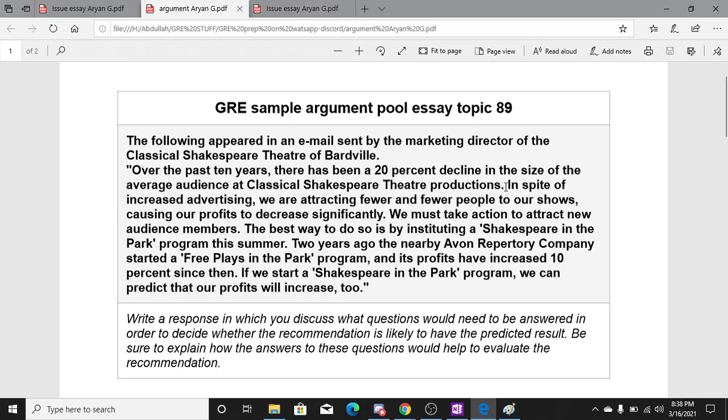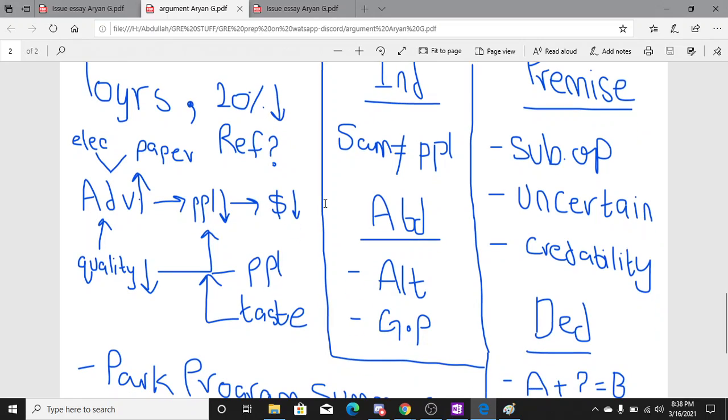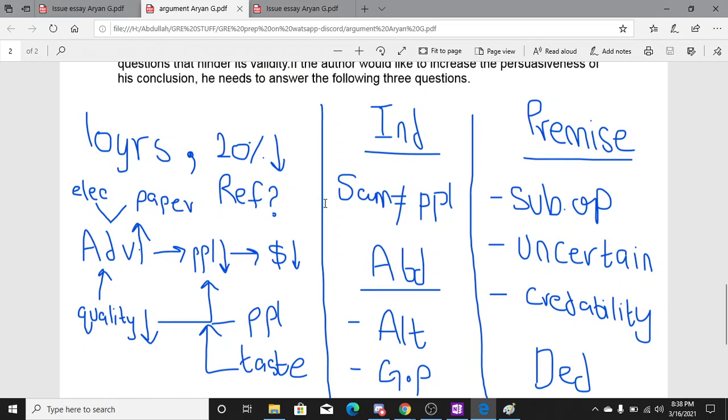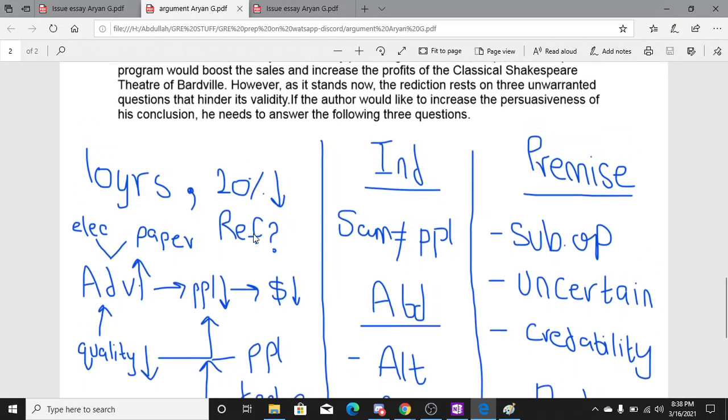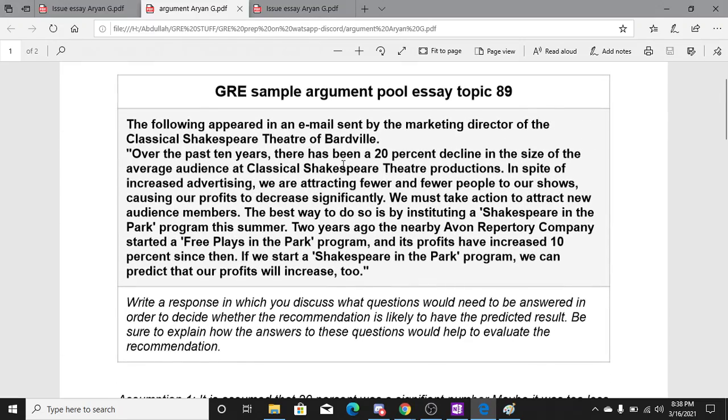First of all, really? Over the past 10 years. If something has been happening for the past 10 years, does it guarantee that it will still continue now? Really? Then it further says, there has been a 20% decline in the size of the average audience at classical Shakespeare.